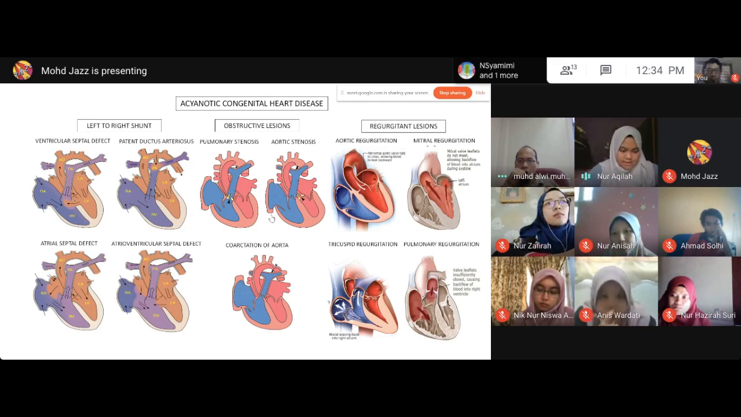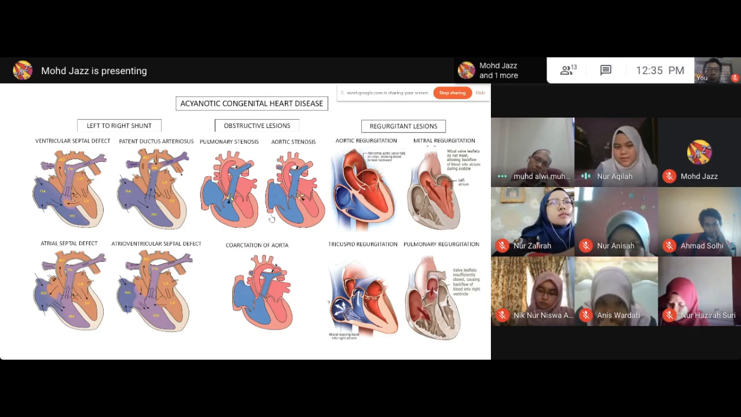In this coarctation of aorta, the type of murmur we will hear is an ejection systolic murmur, which usually radiates to the interscapular or infrascapular area. In the chest x-ray, usually we will see a normal chest x-ray, but sometimes there may also be rib notching due to the development of multiple collaterals of the intercostal artery.